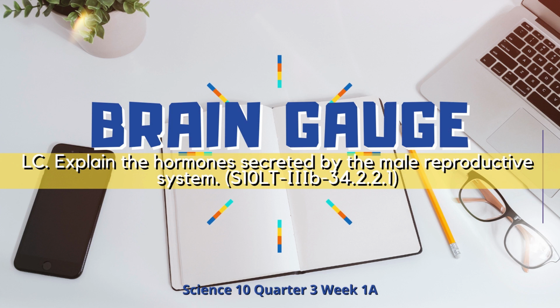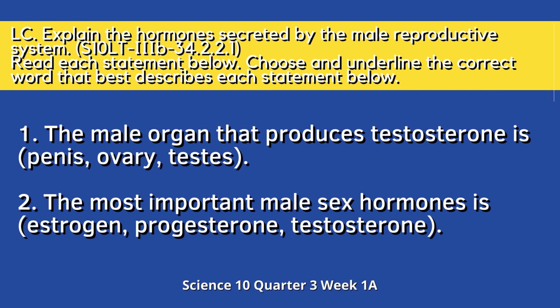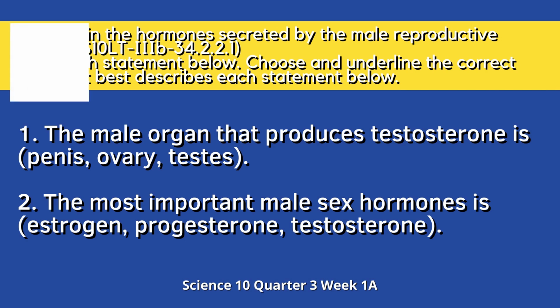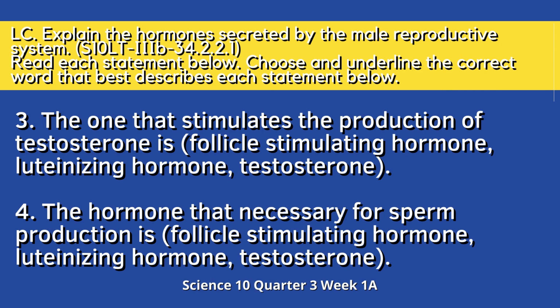Directions: read each statement below and choose and underline the correct word that best describes each statement. Number 1. The male organ that produces testosterone is blank. Penis, ovary, testes. 2. The most important male sex hormone is blank. Estrogen, progesterone, testosterone. 3. The one that stimulates the production of testosterone is blank. Follicle stimulating hormone, luteinizing hormone, testosterone.